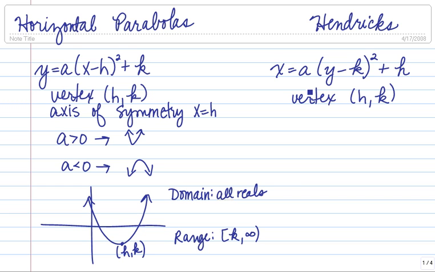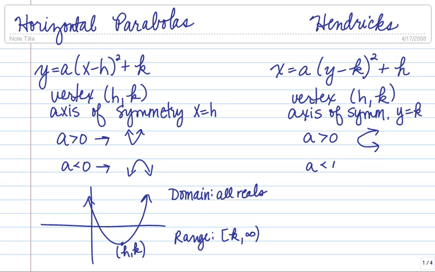They're in different positions. And this one has a horizontal axis of symmetry, and it goes through the horizontal line y is equal to k. In this case, if a is positive, the parabola is going to open to the right, and if a is negative, it's going to open to the left. So in general, we're going to look at something that looks like this.